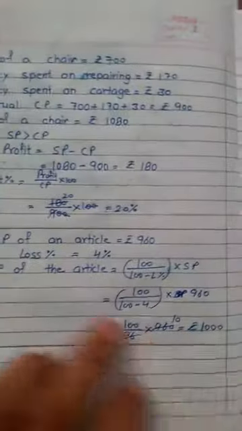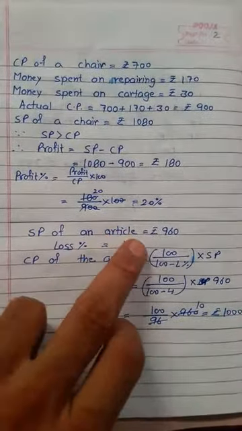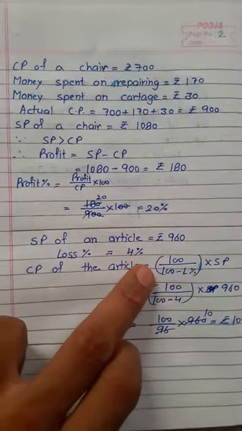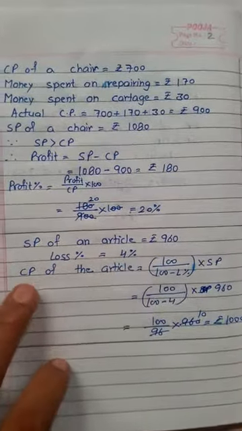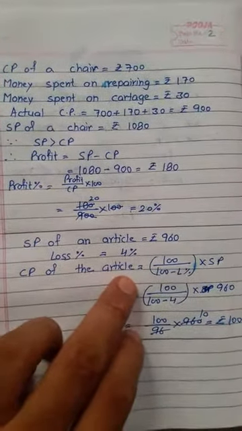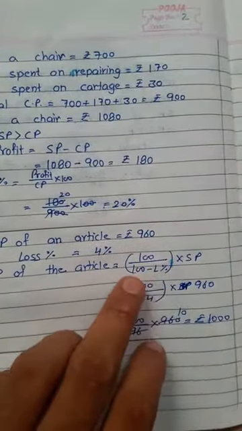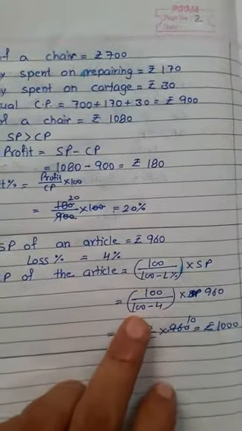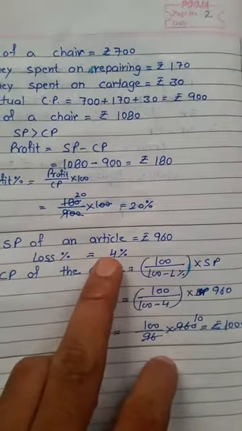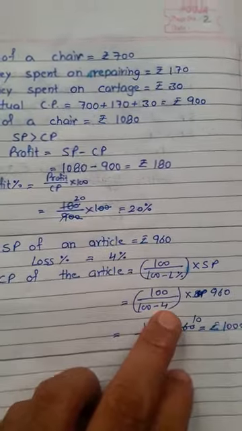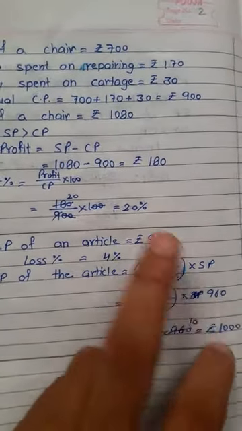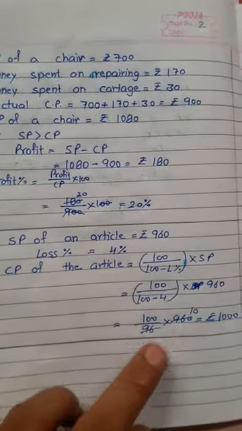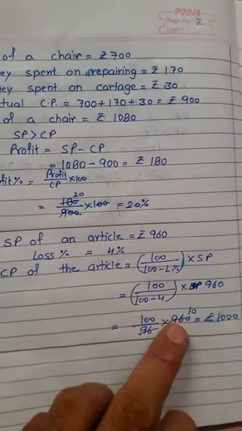The solution is here. The SP of an article that is given to us, rupees 960. Loss percent that is given in the question is 4%. CP of an article, the formula used is 100 upon 100 minus loss percent into SP. 100 upon 100 minus 4, and multiply by SP, that is 960. So this is 100 upon 96, 100 minus 4 becomes 96, multiplied by 960.